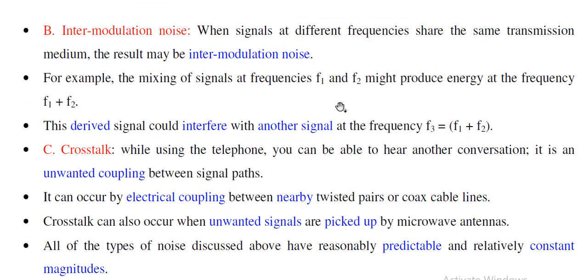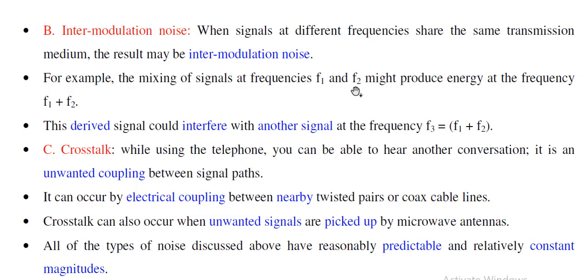We have another noise called the intermodulation noise. This noise is due to mixing of two signals. We have signal 1 and signal 2. Signal 1 is using frequency F1, signal 2 is using frequency F2.